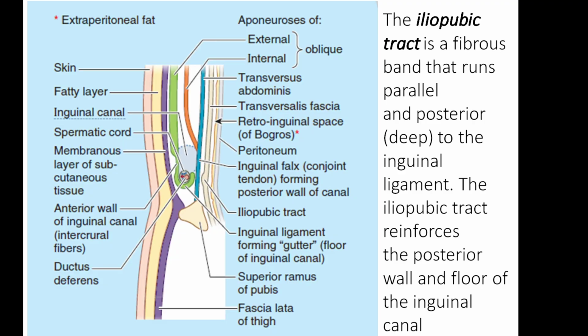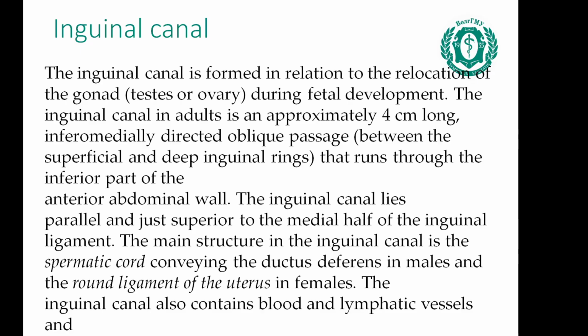The iliopubic tract is a fibrous band that runs parallel and posterior, deep to the inguinal ligament. The iliopubic tract reinforces the posterior wall and the floor of the inguinal canal. The inguinal canal is formed in relation to the relocation of the gonad, testis and ovary, during fetal development.